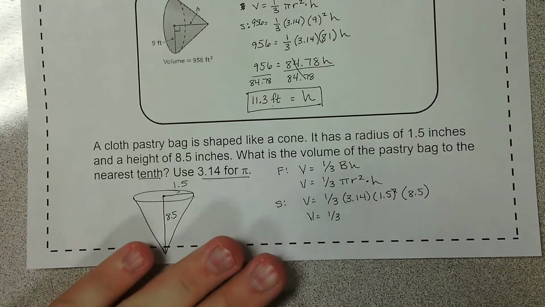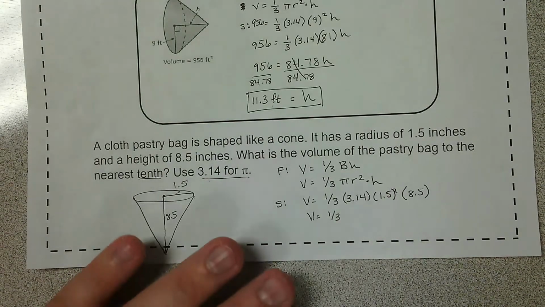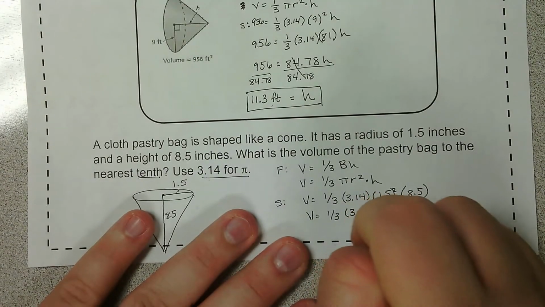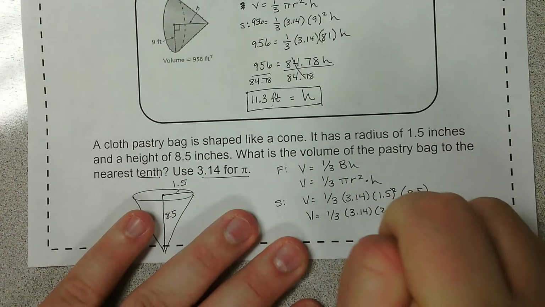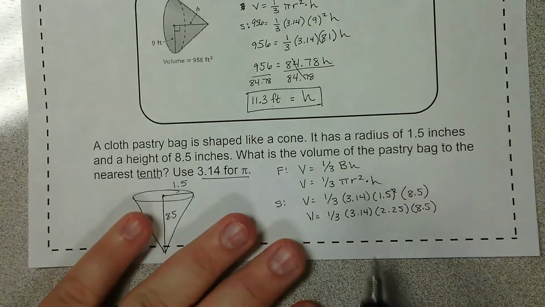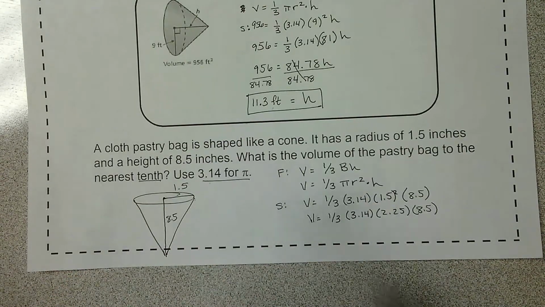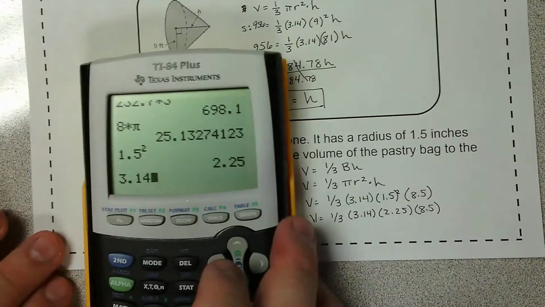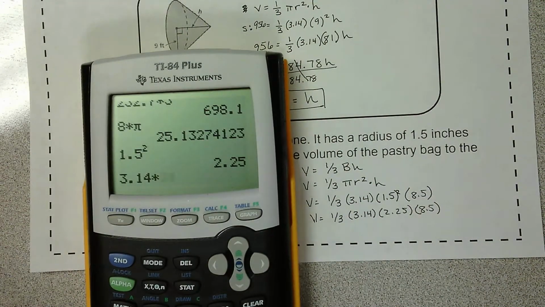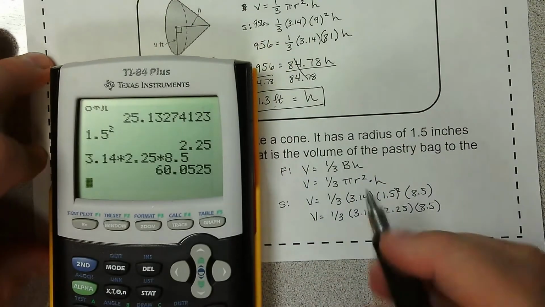So I'm going to go 1/3. I know that 1.5 squared is 2.25. So I have 3.14 times 2.25 times 8.5. I'm going to do these multiplications here. Remember, it doesn't matter, you can do them all at one time if you want. So 3.14 times 2.25 times 8.5 gives me 60.0525.